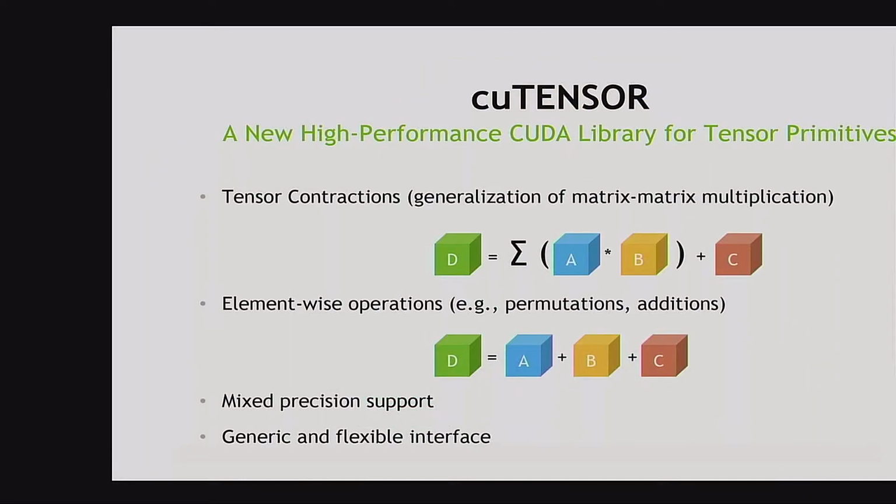So what is cuTENSOR? cuTENSOR is a brand new library, which is again open source. And it basically allows you to merge different tensor operations and optimize them by defining them as a graph, sort of. And it allows you to do things like tensor contractions, permutations, addition, and element-wise operations on tensors. So going from BLAS3 to BLAS4. It also supports mixed precision. Basically, you can have multi-precision tensors working together and contracted together as well.